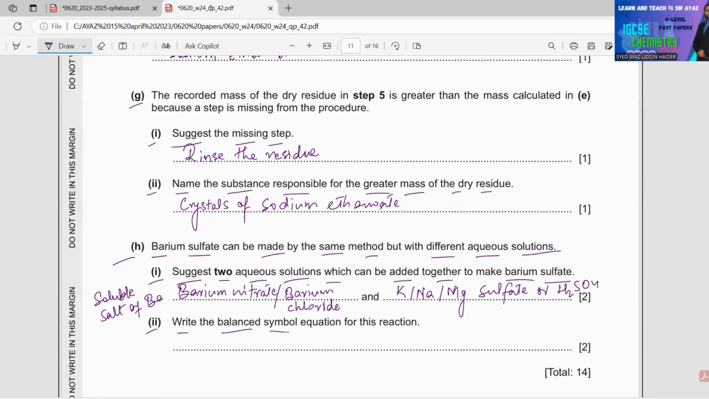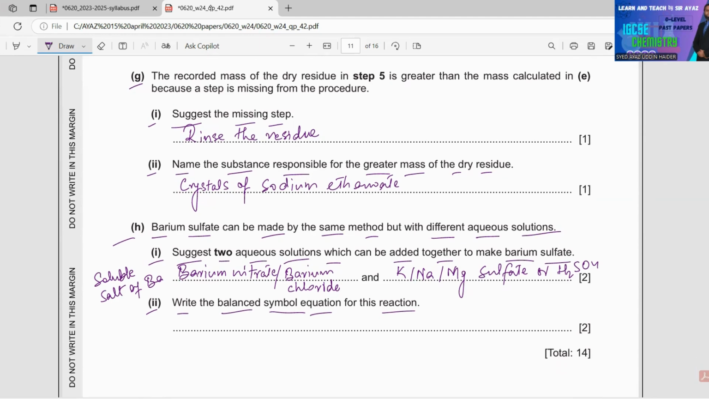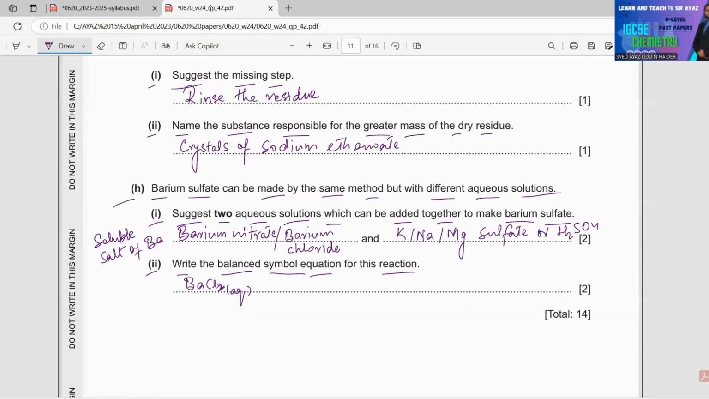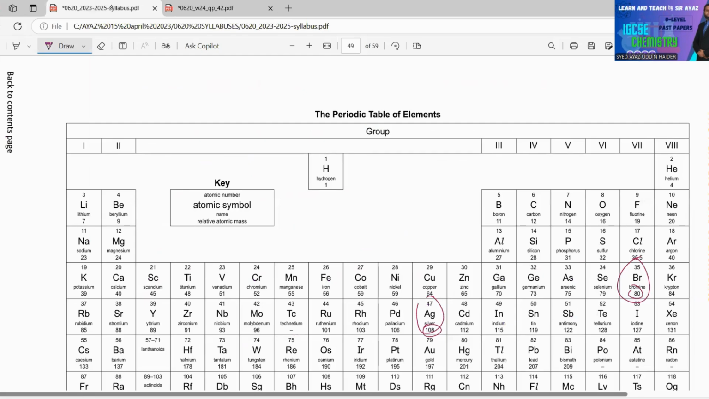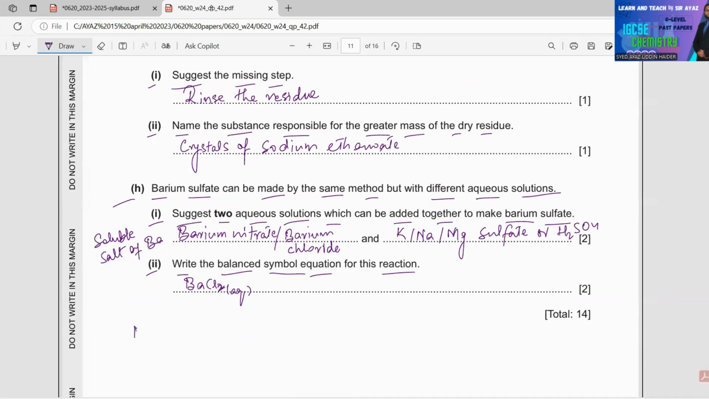Number 2, write the balanced symbol equation for this reaction. For example, if I am taking barium chloride, the formula must be BaCl2 aqueous. I hope you know how you got this formula. Barium chloride, where is barium? Barium is in group 2 having +2 valency. Chlorine is in group 7, valency is -1. So if you are going to work out the formula between these two, what will you get?